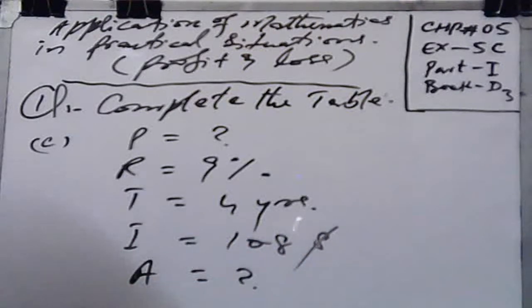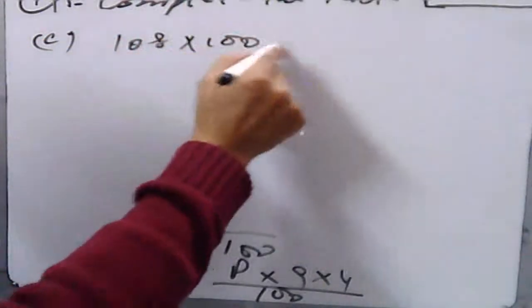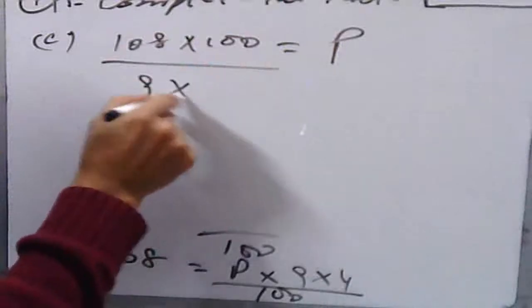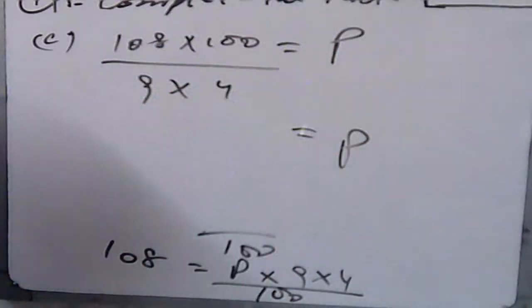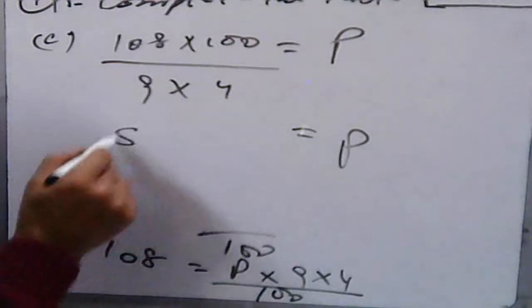As we have a formula, interest is equal to PRT divided by 100. So interest is 108, principal amount we have to find, the 9% rate of interest, and 4 years, divided by 100. By using cross multiplication you have to find the value of P. Let us remove this and solve clearly. By cross multiplication you will get 108 multiplied by 100 is equal to P multiplied by 9 multiplied by 4. So that is your P, the principal amount. After simplification you will get $300 as your required result.